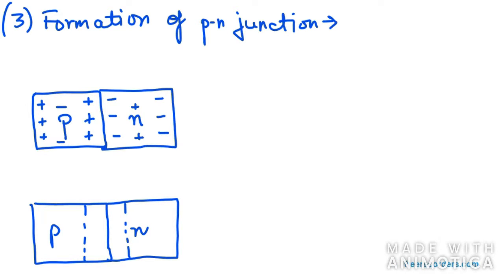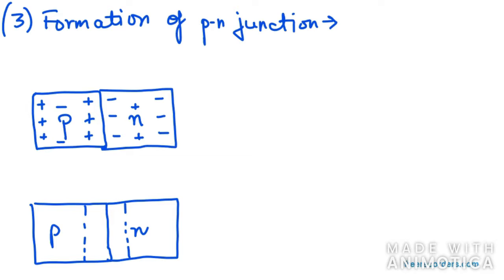So I would be starting with the formation of a p-n junction, how a p-n junction is formed. In this case we have two types of semiconductor, that is p and n. As discussed in the last class, n is a semiconductor which has a pentavalent impurity, and a p-type semiconductor has a trivalent impurity. Due to that, p-type has more holes and fewer electrons.